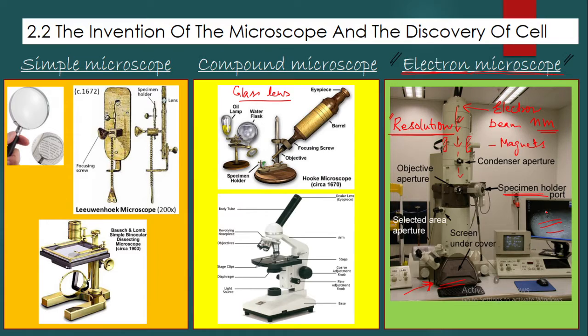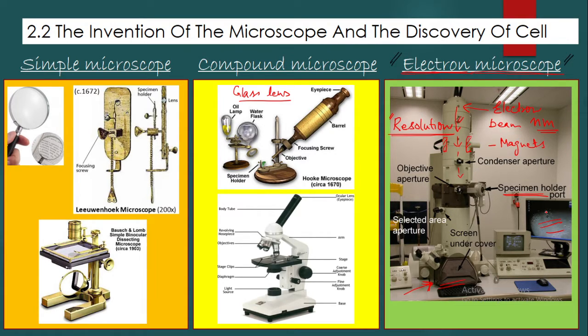Because the electron beam is very high energy, if you keep any living cell, the living cell will die. So with the electron microscope, we cannot study living cells. We need to fix them. We need to kill them first using formaldehyde and so on. That process is called fixation. So we fix the sample and only then can we observe. But in the compound microscope and simple microscope, you can observe living cells. No problem.